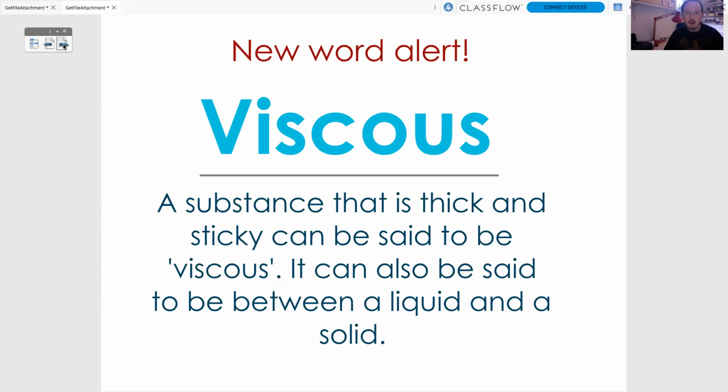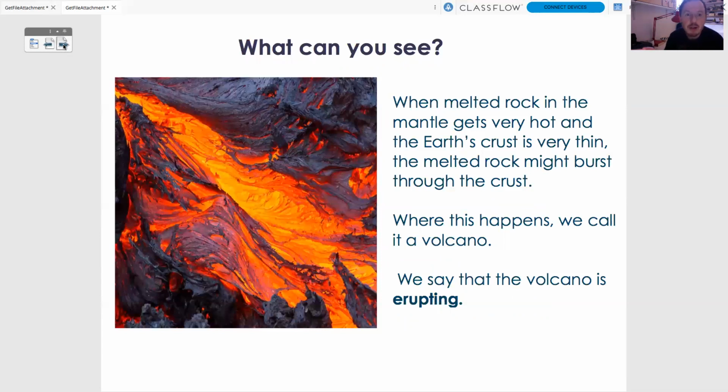Anyway, let's move on. Have a look at the image on your screen now. What can you see? You might call it lava or magma, and we'll talk about what it is in just a second.